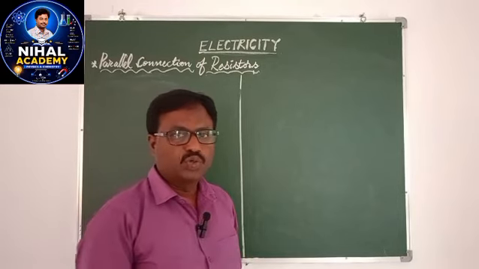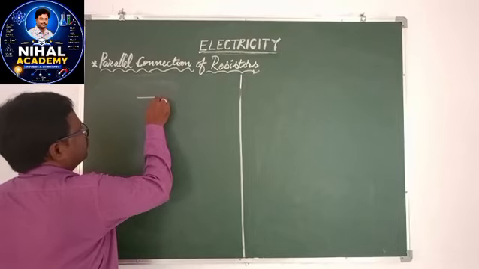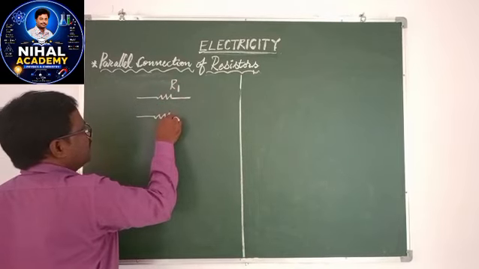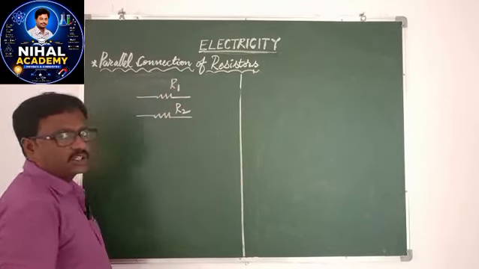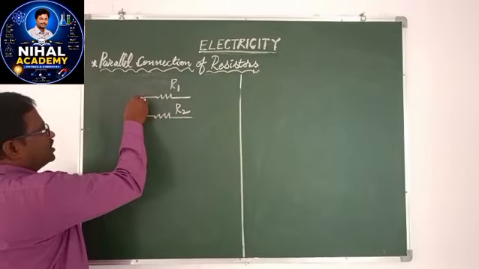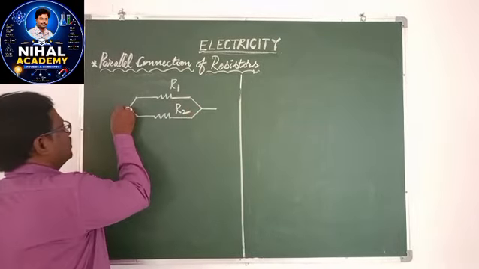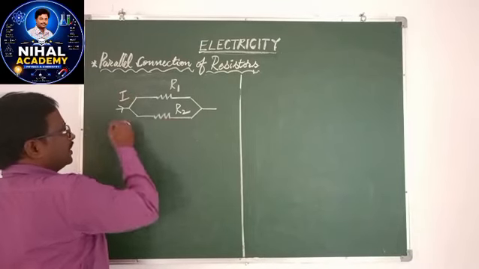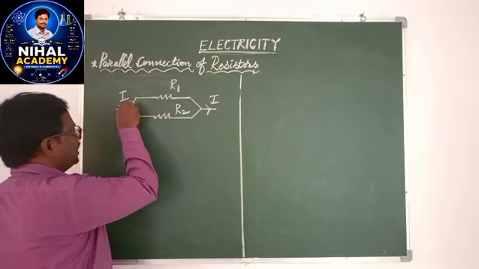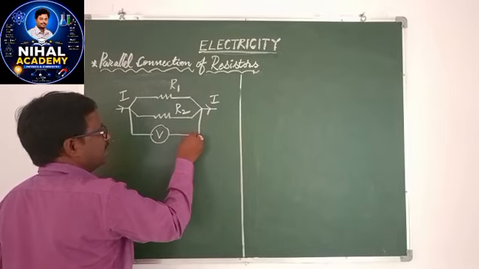Now we will apply this to two resistors. When two resistors are connected in parallel, there is a resistor R1 and this is a second resistance R2. So when the two resistors are connected in parallel, all the first ends are connected together and all the second ends are connected together. The current passing through the circuit is I. The output current is equal to I. And both are at the same potential difference, that is equal to V, the potential difference at the battery.